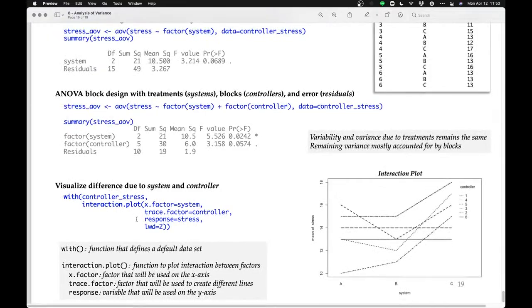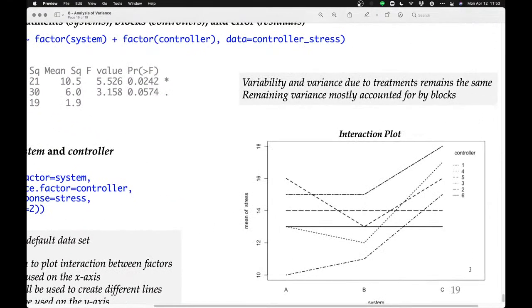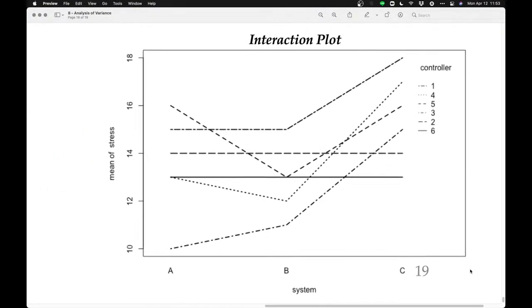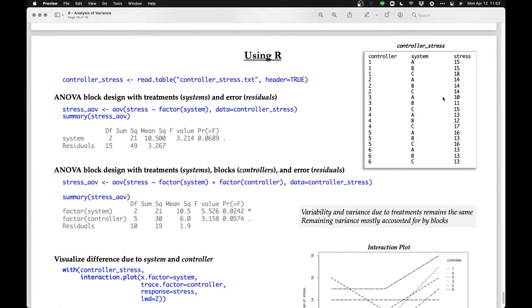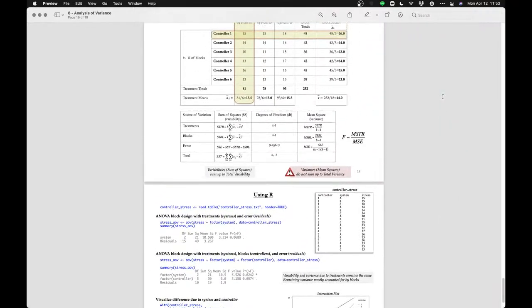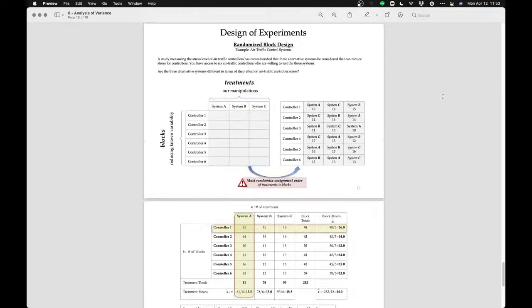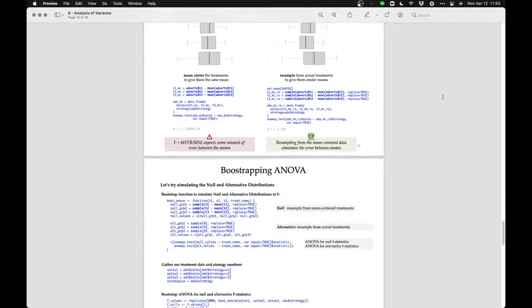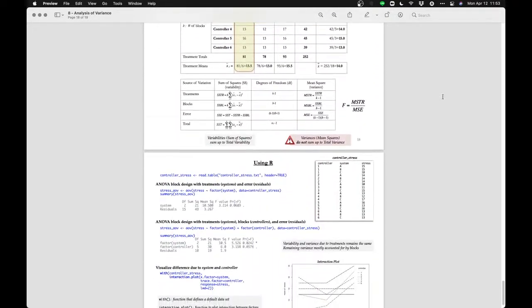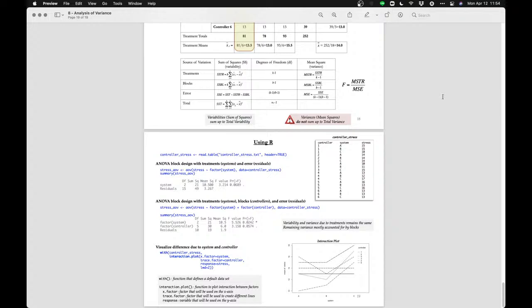And then you can do an interaction plot. The code is right here to have a look at how these 6 controllers performed on systems, let's say A, B, C. Each of these lines belongs to one of the controllers, so you can see how they responded to the different systems. I'll go over this in more detail maybe next week, but I just wanted to put this in your ear so that you don't think we only have one-way ANOVA. For those of you who are going to do more interesting experiments, we can do block designs and other things that we'll see next week.